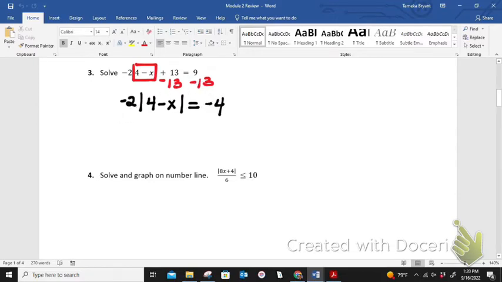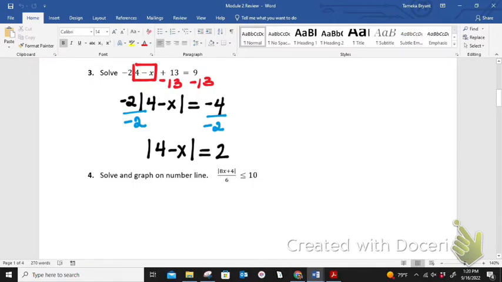Now again, you cannot treat an absolute value the same way as a parenthesis. So you can't multiply like that. That's not how you treat an absolute value. So since we can't multiply it, what could we do? What's the opposite of multiplying? Dividing. Yes. So let's divide both sides by -2. So that gives you the absolute value of 4 minus x equals +2.